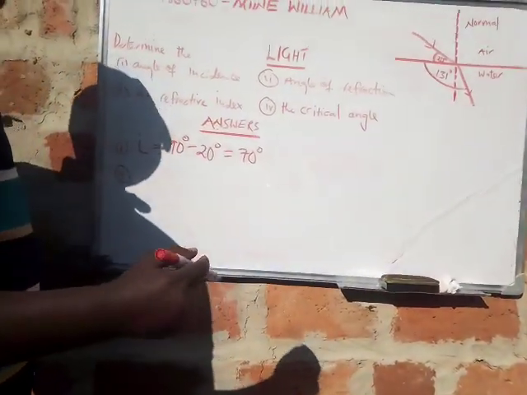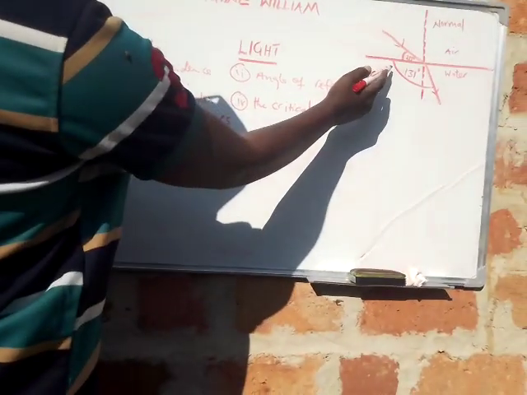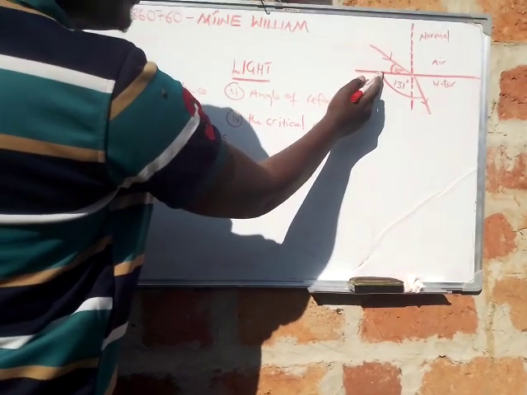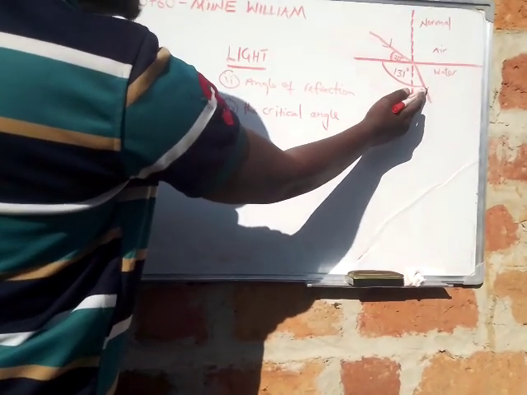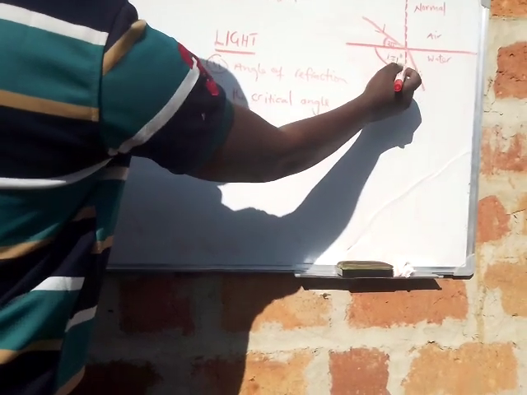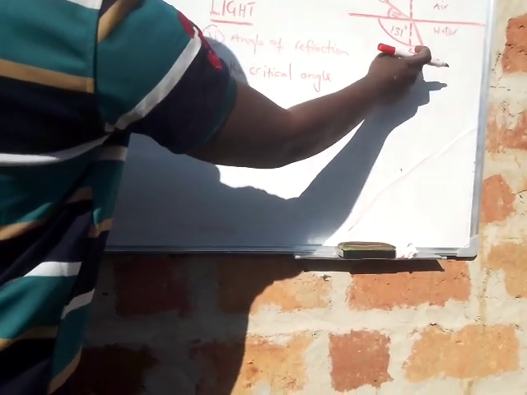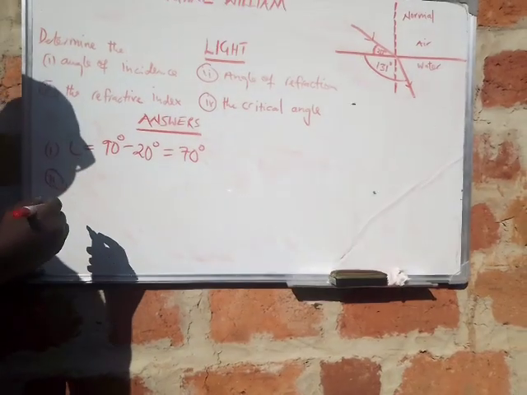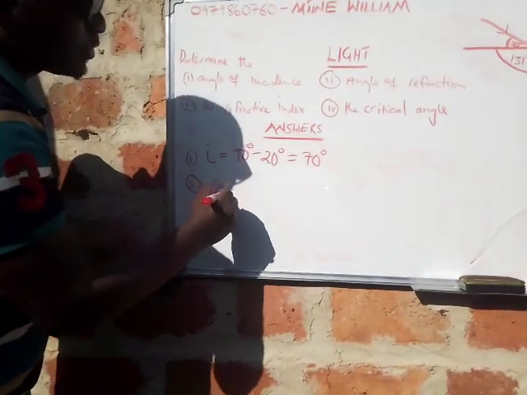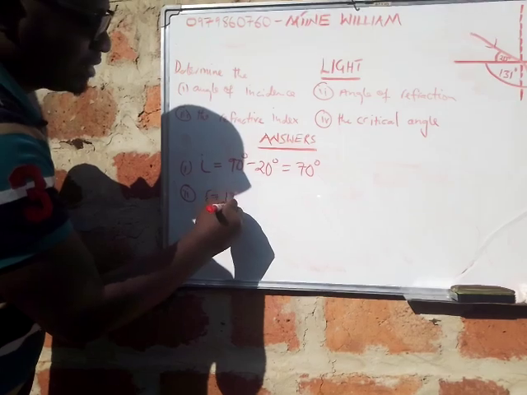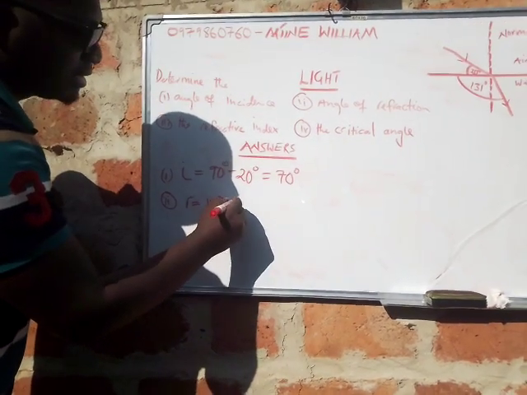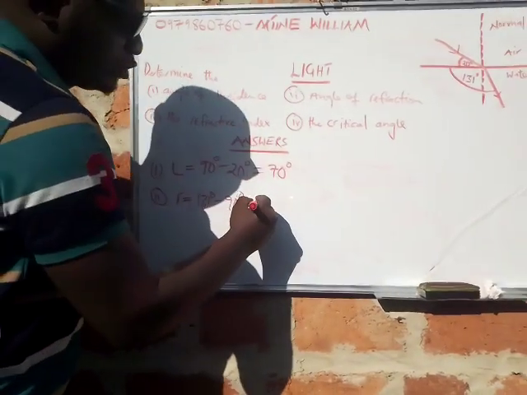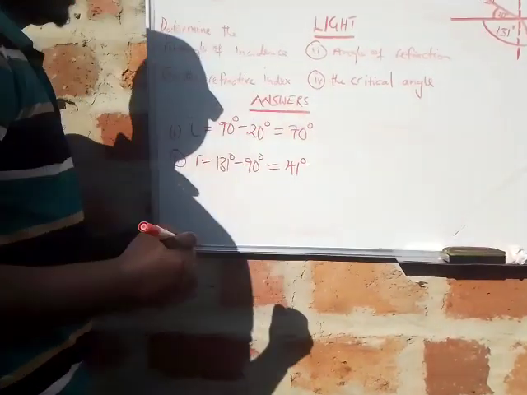How are we going to determine the angle of refraction? The angle from here to there has been given as 131 degrees, and we know this is 90 degrees, so it is very easy to determine. The angle of refraction is equal to 131 degrees minus 90 degrees, which gives us 41 degrees.